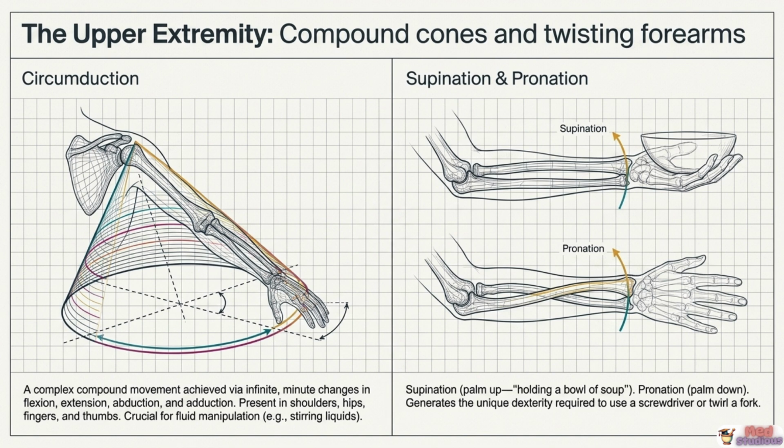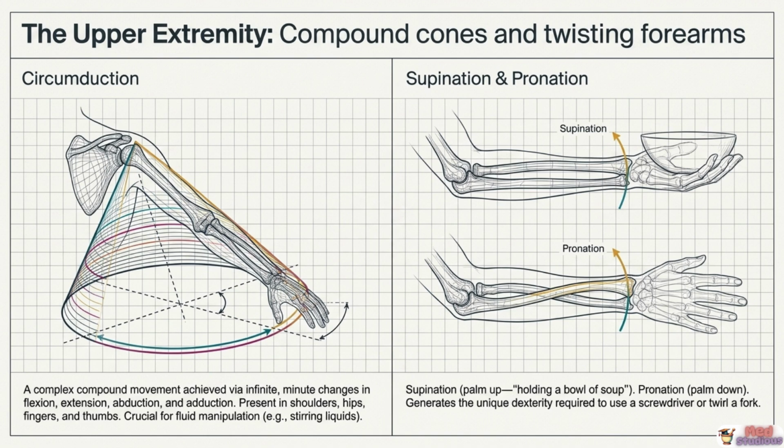The shoulder and forearm together represent the most mechanically sophisticated region of the upper limb. The shoulder joint is capable of circumduction, a complex compound movement that traces a cone shape in space. It is achieved through infinite minute changes in flexion, extension, abduction, and adduction occurring in rapid sequence. Circumduction is present in the shoulder, hip, fingers, and thumb, and is essential for tasks like stirring a pot or throwing a ball.